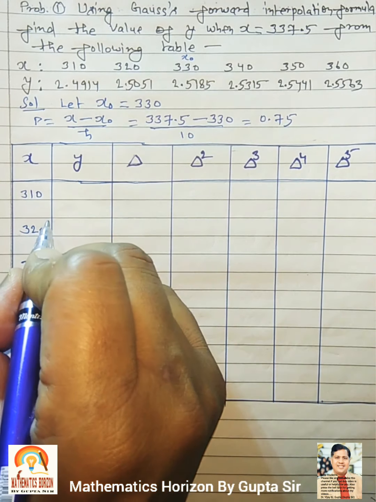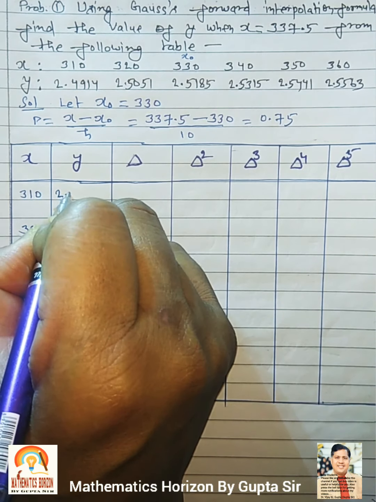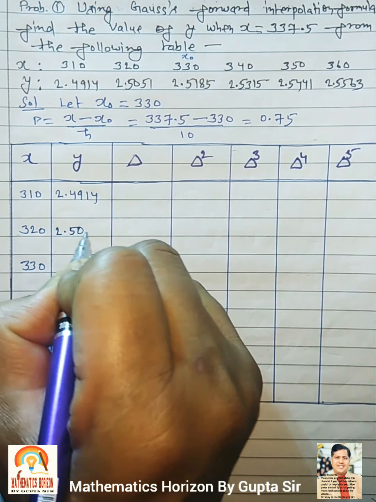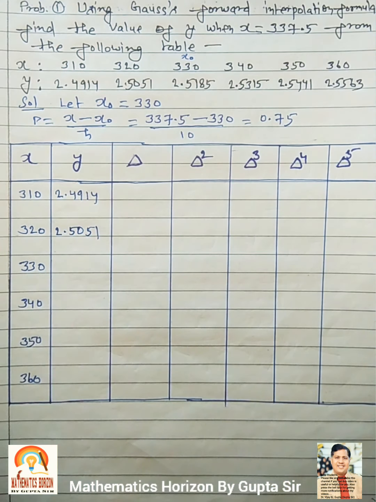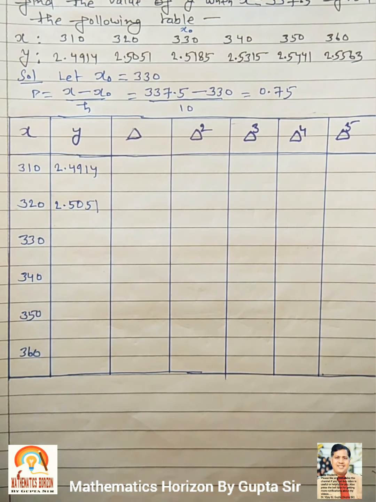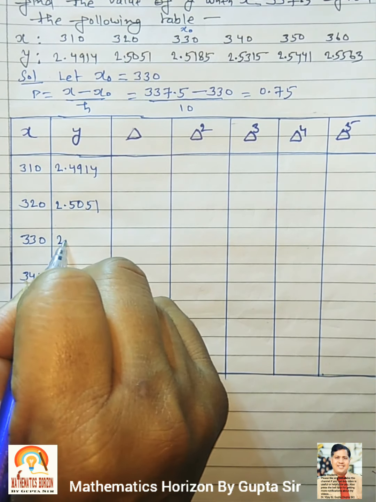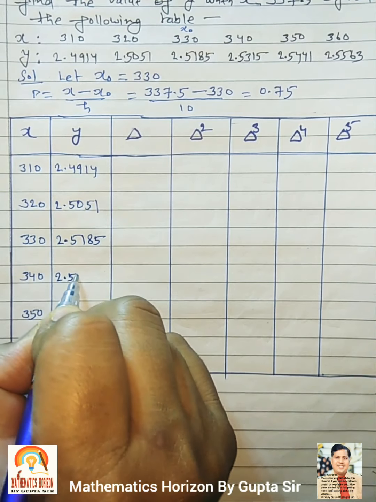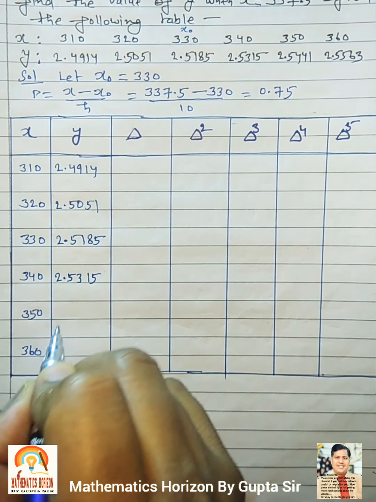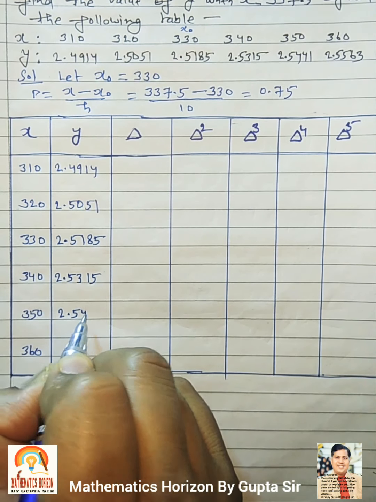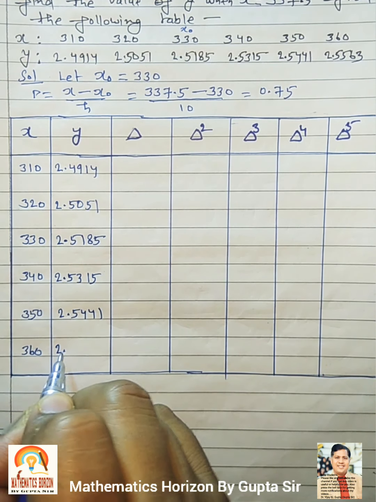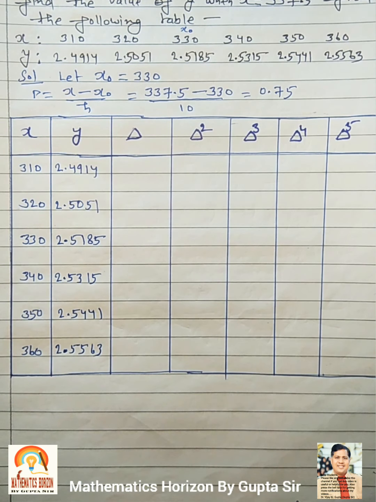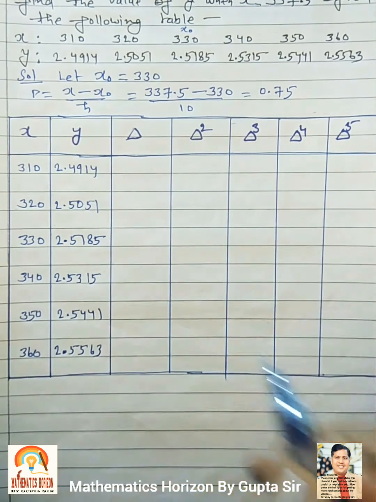Now corresponding values of y are 2.4914, 2.5051, 2.5185, 2.5315, 2.5441, 2.5563. Okay. Now we find out simple differences.